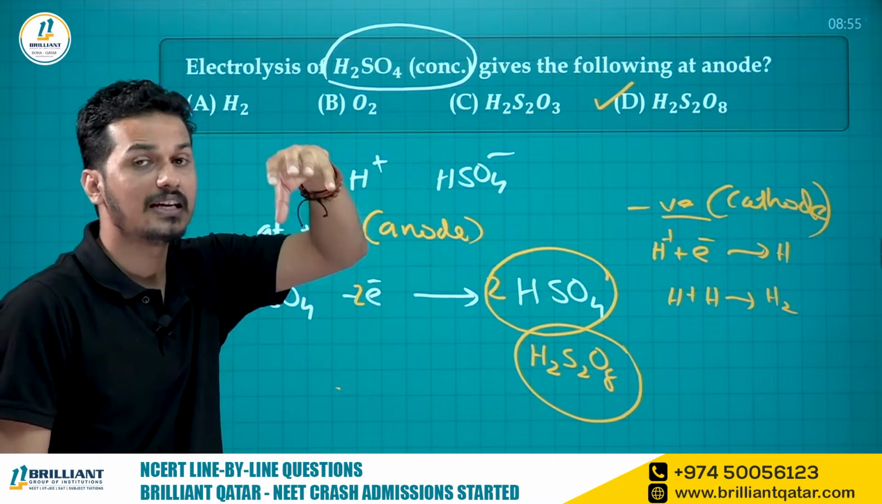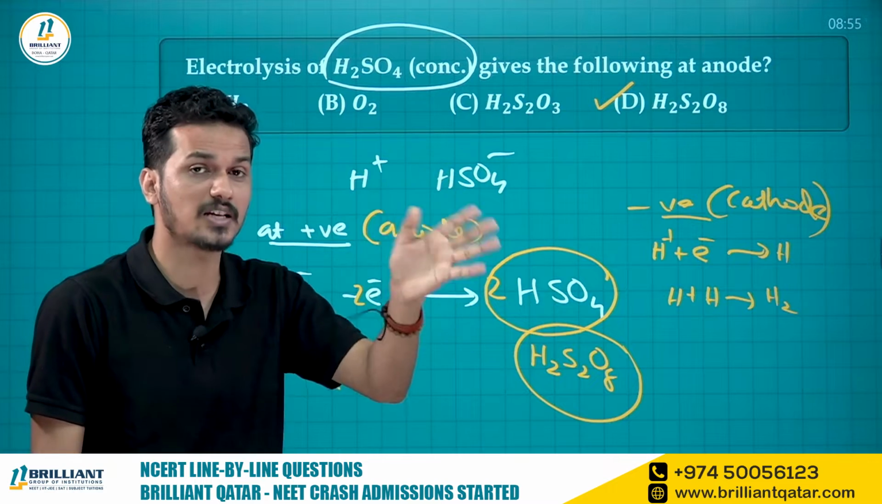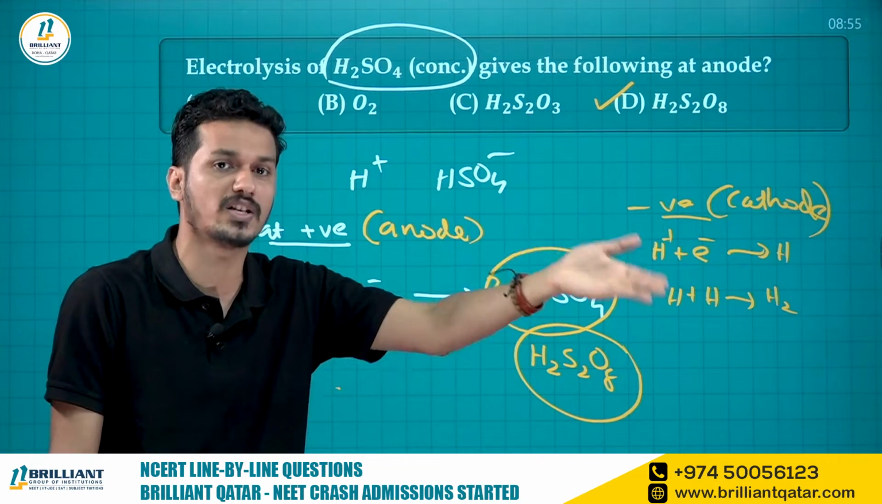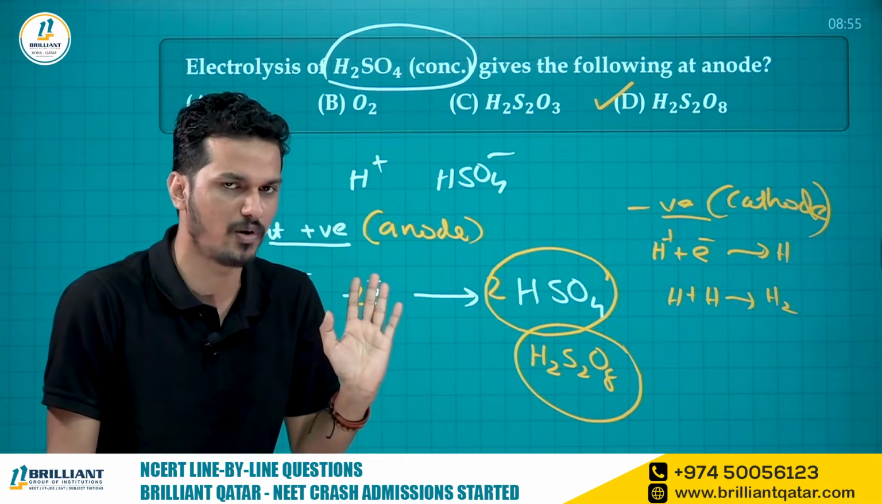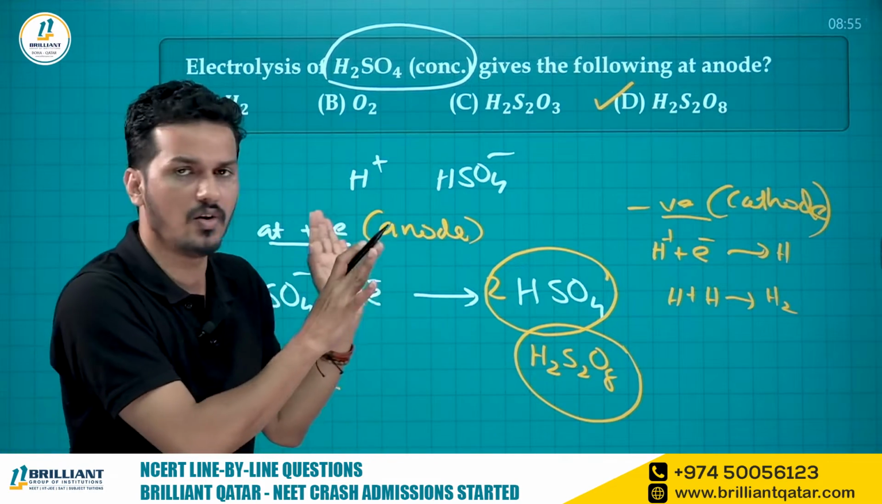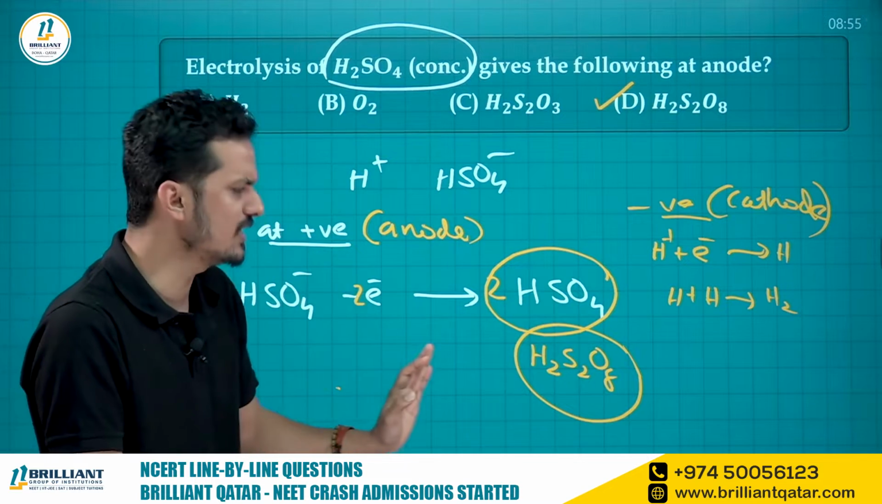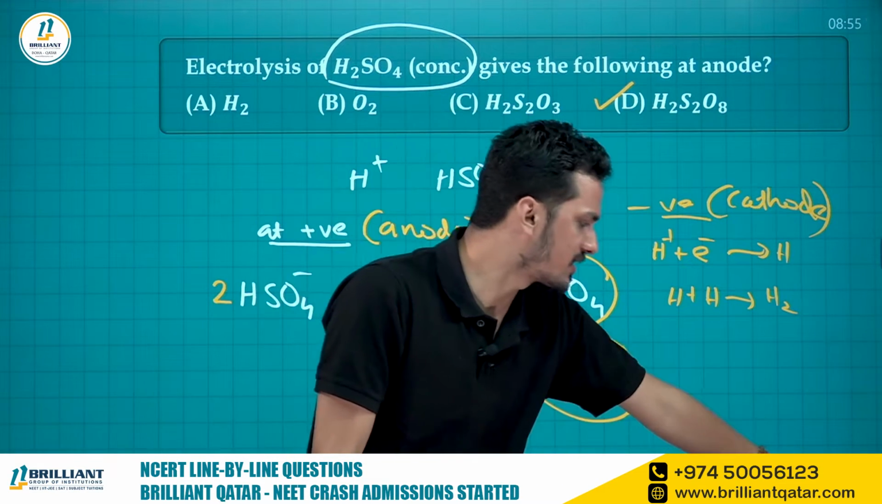If it is dilute, there won't be only H+ and HSO4-; there will be H+, SO4 2-, and OH- forming from water, so at that time we will get oxygen here. That idea you already learned. Anyhow, this is the answer for this question. Hope you got it. Ready? Then we can move to the next question.